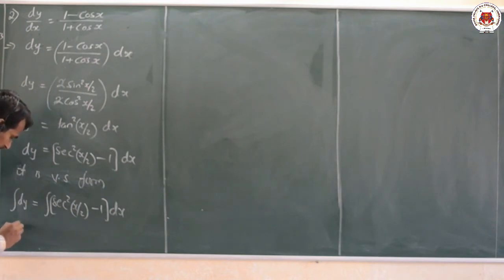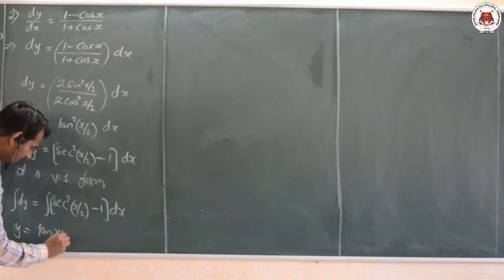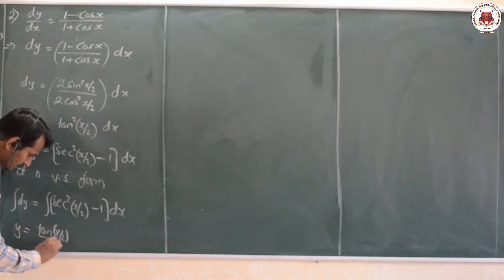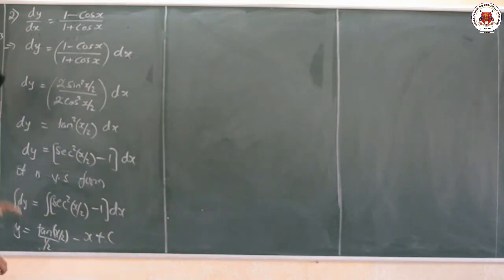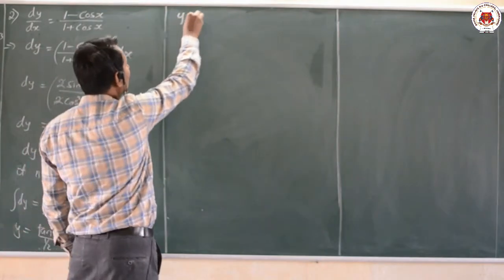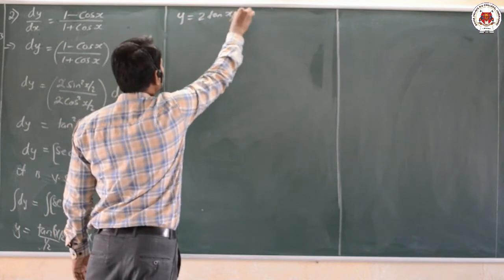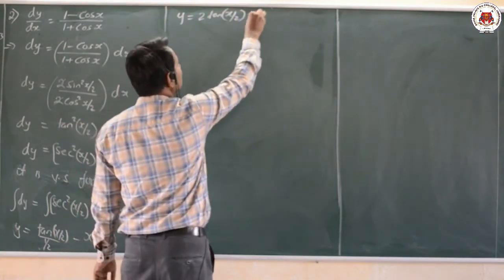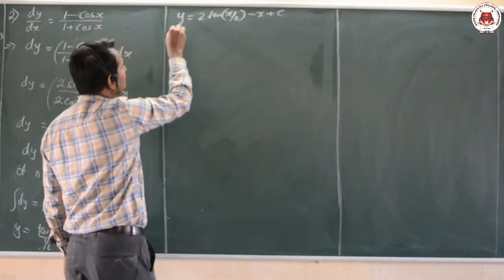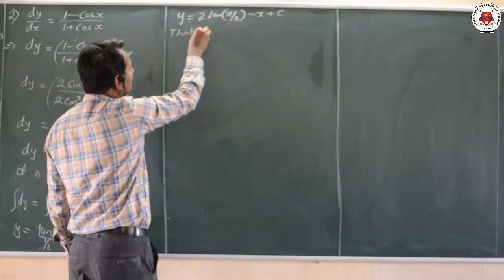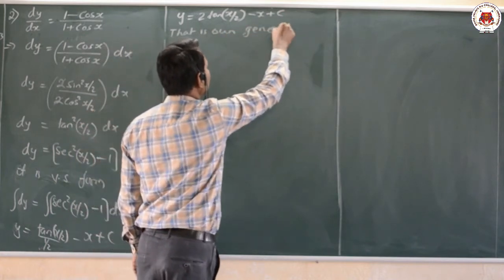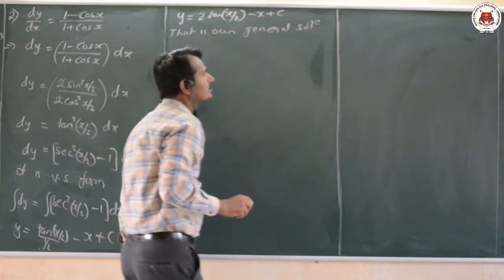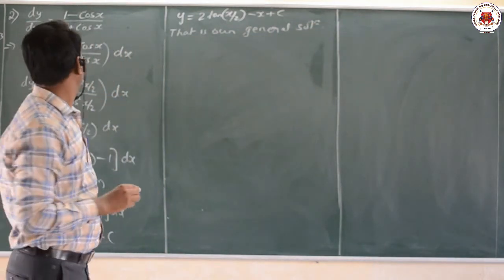Now the integration of 1 is y, and the integration of secant square x by 2 is tan x by 2 divided by 1 by 2, minus x plus an integral constant c. Now I will rewrite: y is equal to 2 tan of x by 2, dear students, minus x plus c. That is your required general solution.